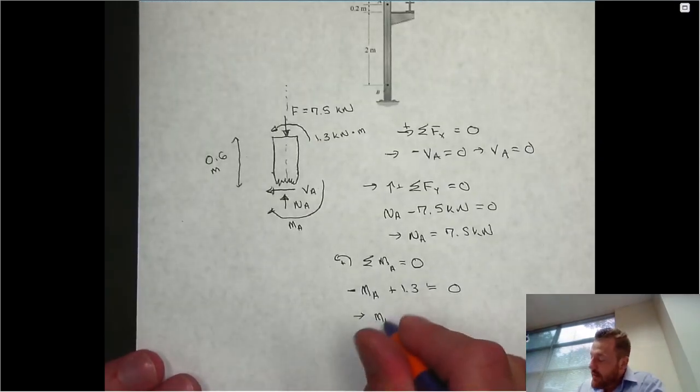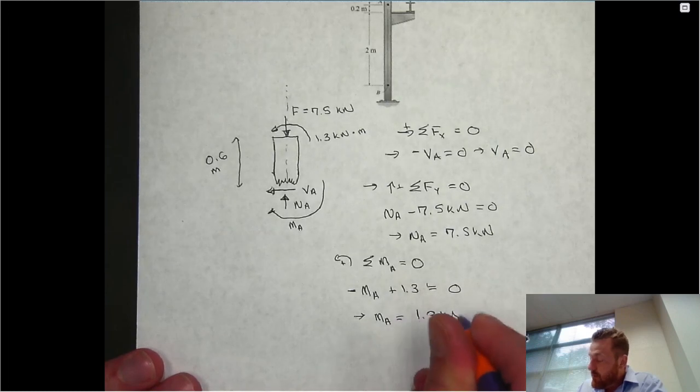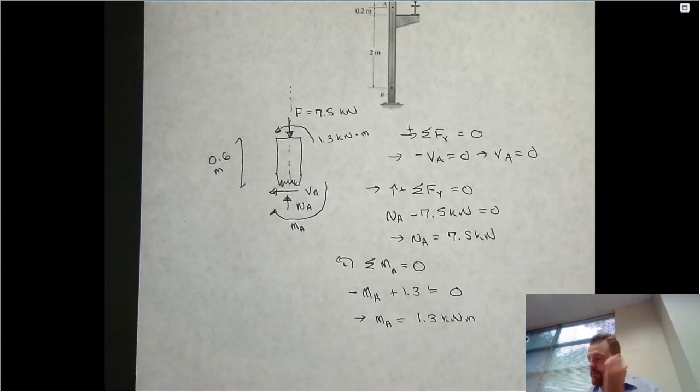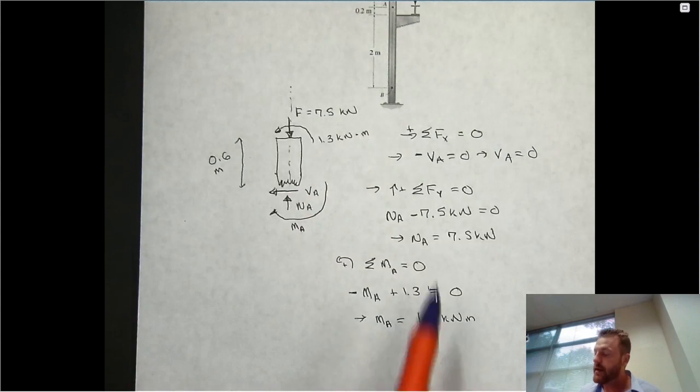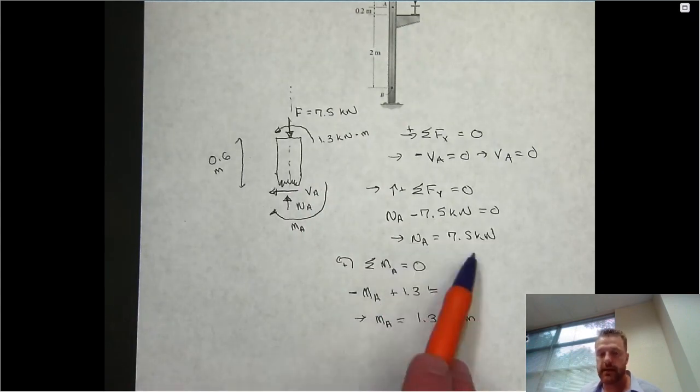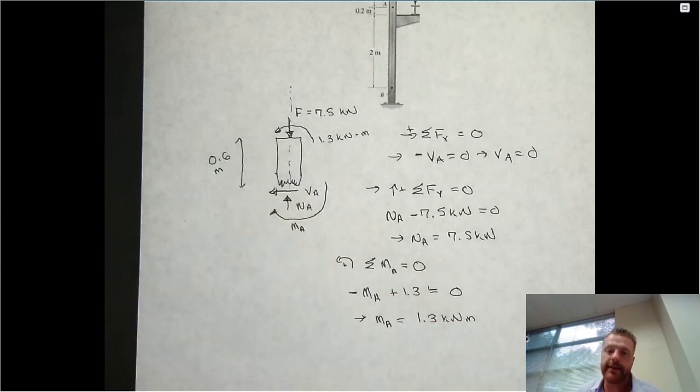So what that means is that the internal bending moment at point A is simply going to be 1.3 kilonewton meters, and that is going to be positive according to the sign convention that we've shown here. So that is in the clockwise direction, since this worked out to be positive. In similar fashion, since the normal force turned out to be positive, that means that it's actually pointing up and kind of compressing this section of the beam, as we see here.